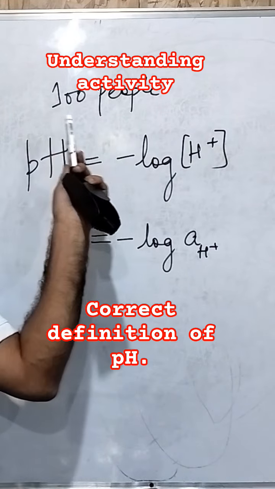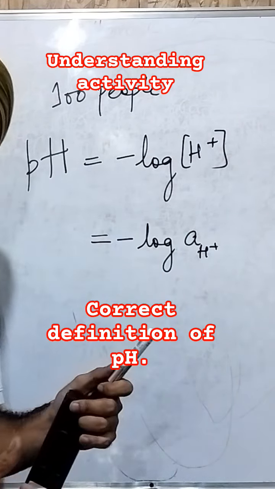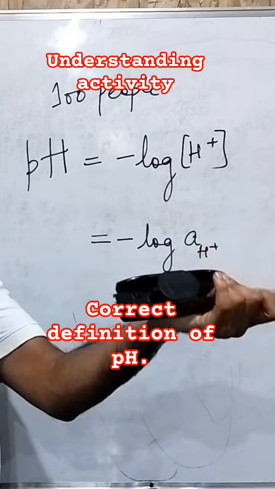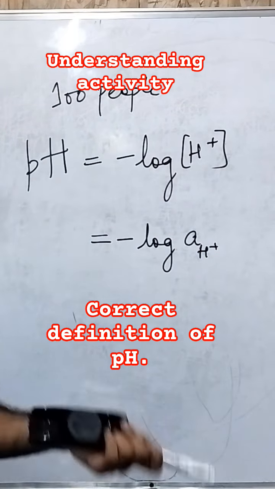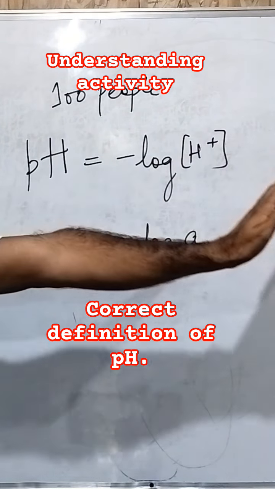So you won't be able to interact with everybody. There will be some people who are interacting among themselves. There are some people who are busy with their phones, talking to someone else. Same is the scenario when we are talking of H plus concentration.